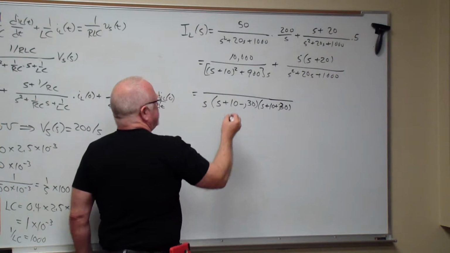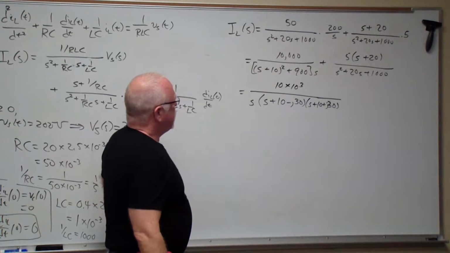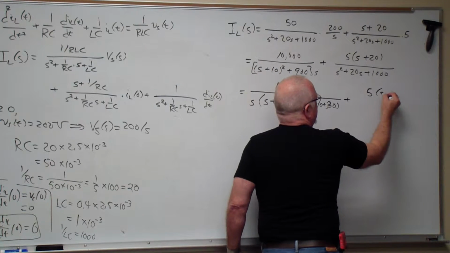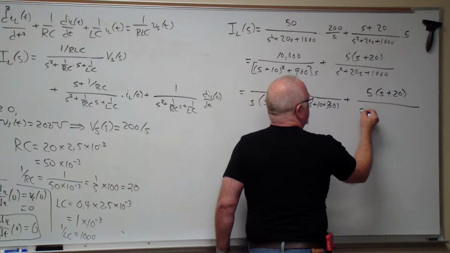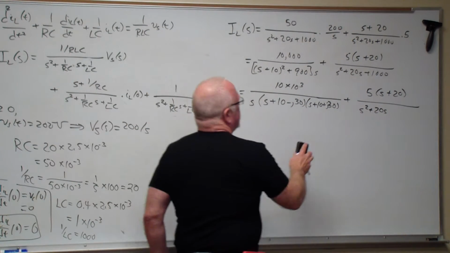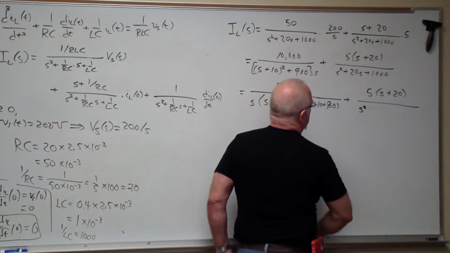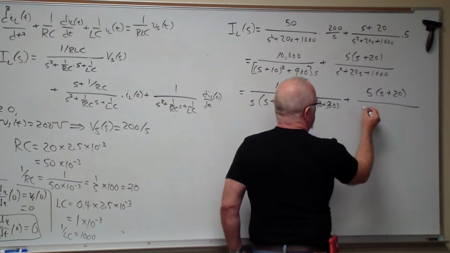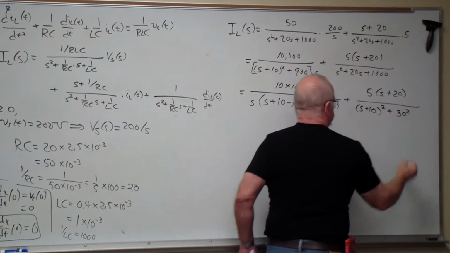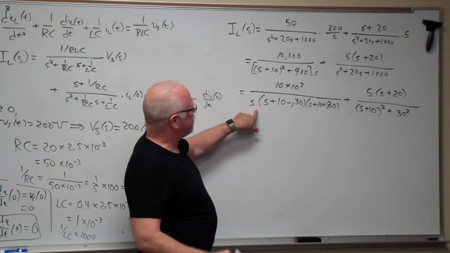And that, we'll do the partial fractions on that. And then again, we've got this other term over here, 5S plus 20 over S squared plus 20S. Here, let's go ahead and write it in the same form. Okay, these all have the same denominator, this has the extra S.